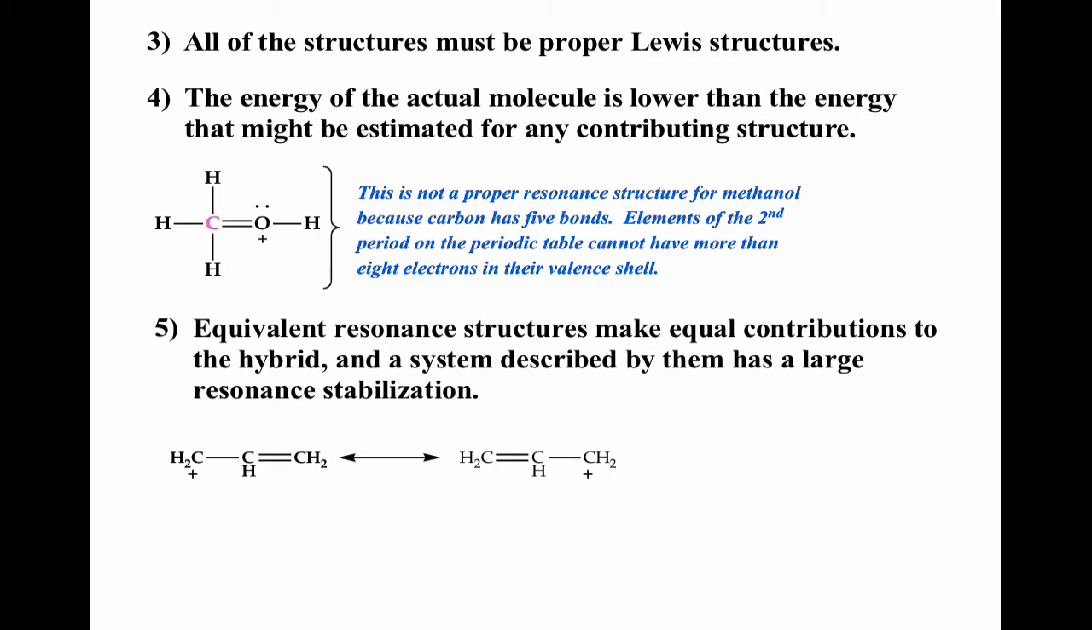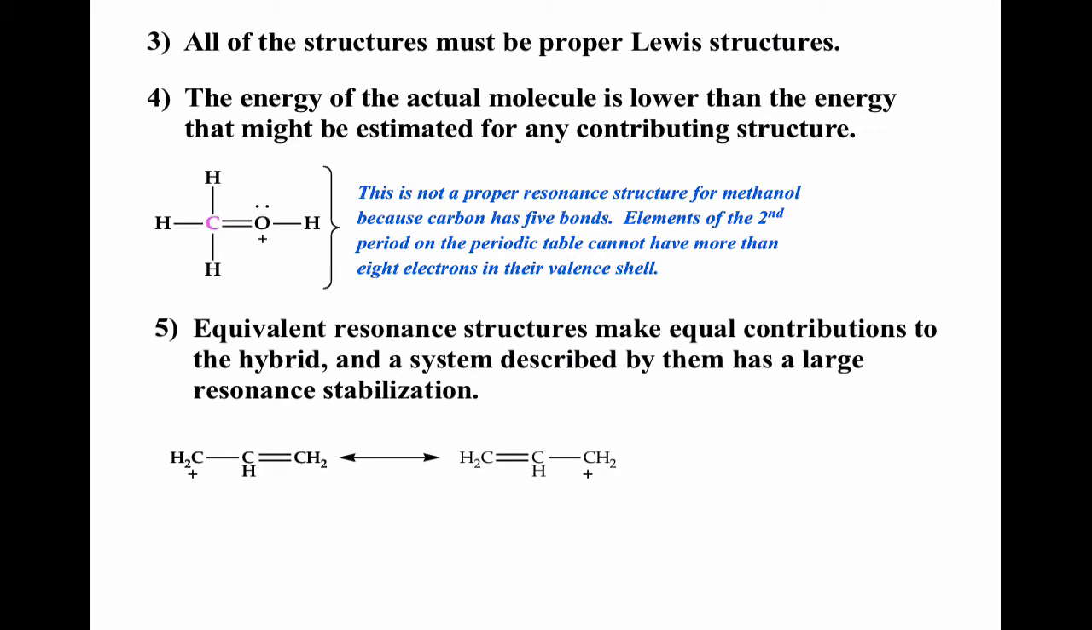Yes, absolutely. Everything has an octet except for the terminal carbon. And remember, carbon can have no more than 8, but it can have fewer than 8 electrons around it. And in a carbocation, it does have fewer than 8. It's not as stable as a carbon with 8 electrons, but nonetheless it can exist.